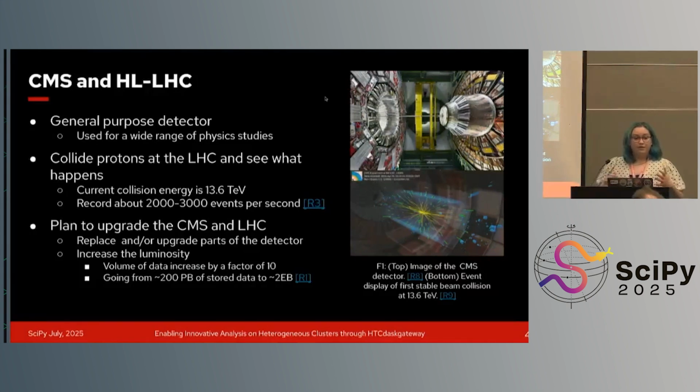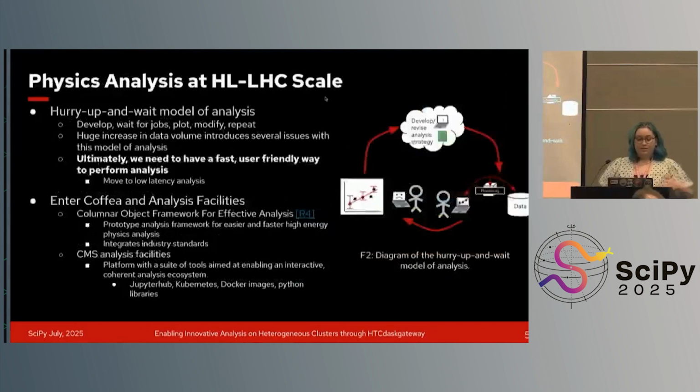So for some perspective on that, we currently store about 200 petabytes of data, and we're going to go to about 2 exabytes. So it's a lot more data. And with this increase of data, there have become a lot of questions of how do we do analysis at this scale. Our current model is a sort of hurry up and wait model of analysis.